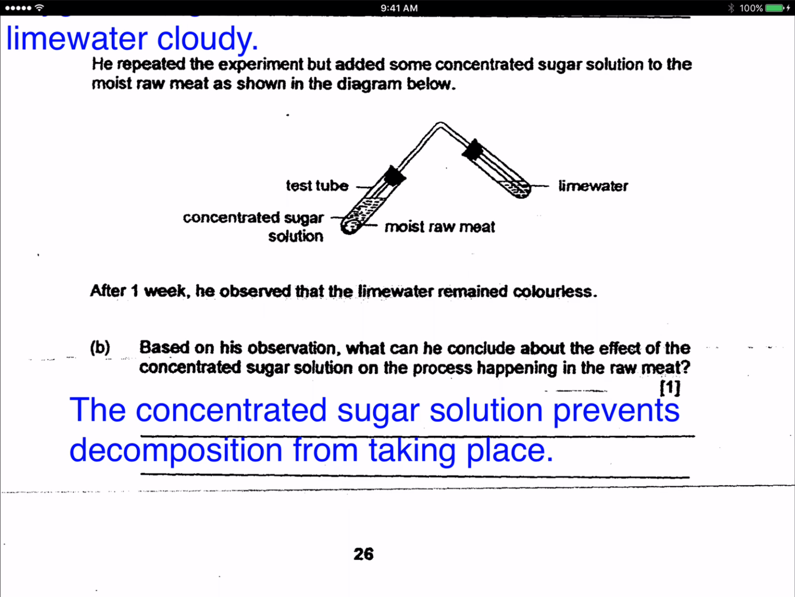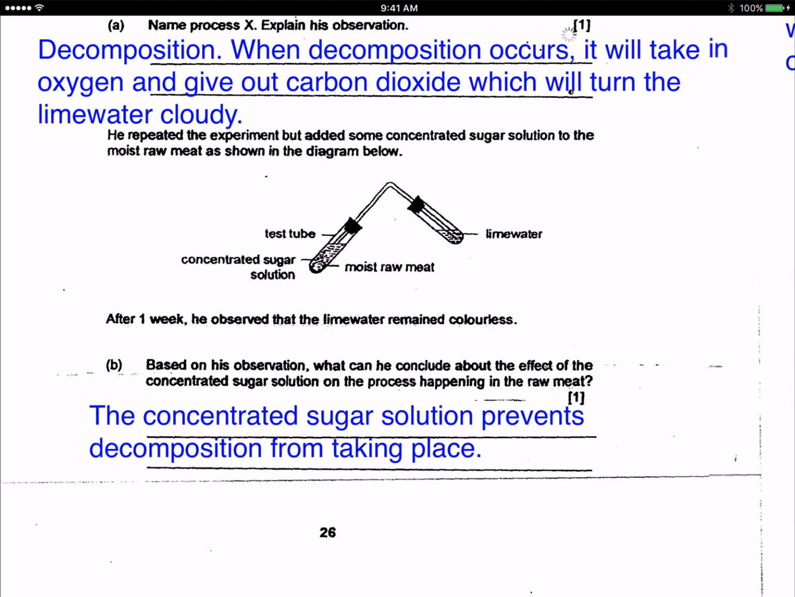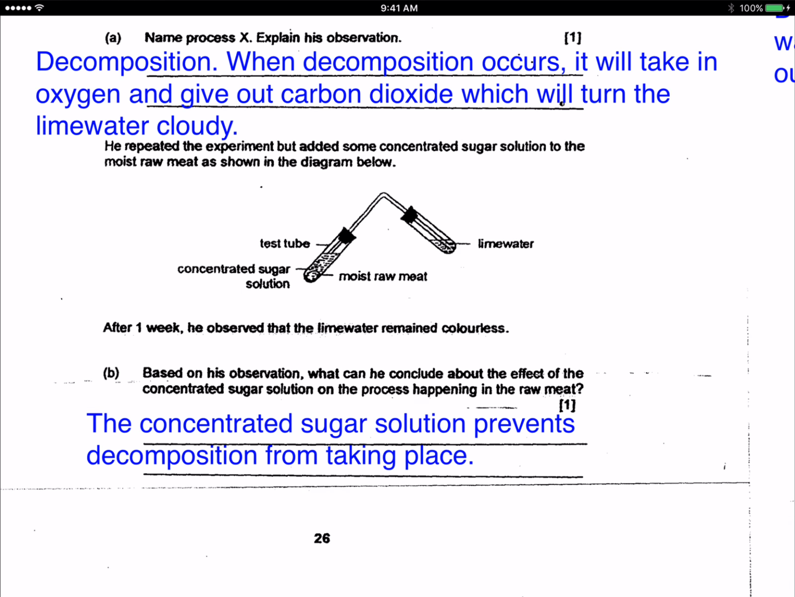Next one. What can he conclude about the effect of concentrated sugar solution on the process happening in the raw meat? In this experiment, they put it in concentrated solution and there is no decomposition. That means the lime water did not turn chalky, right? So what is the conclusion they're asking you? The conclusion is that the sugar prevented decomposition from taking place. So there's no decomposition as a result of the sugar.